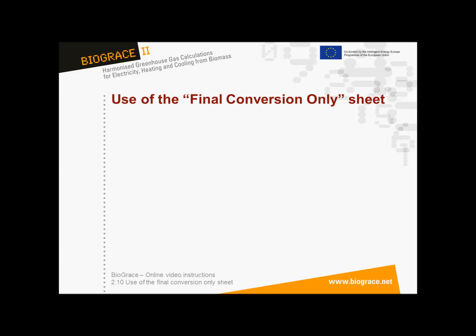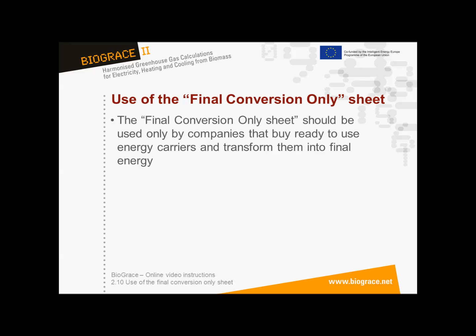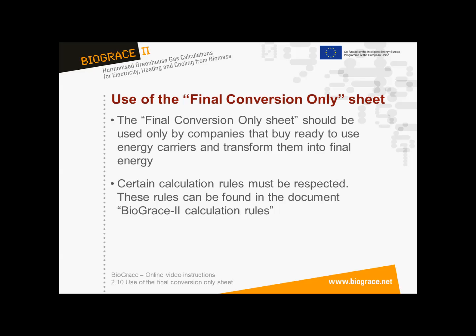The final conversion only sheet should be used only by companies that buy ready-to-use energy carriers and transform them into final energy. This sheet will allow them to calculate the greenhouse gas emission reduction. Certain calculation rules apply that must be respected. These rules can be found in the document BioGrace II Calculation Rules.